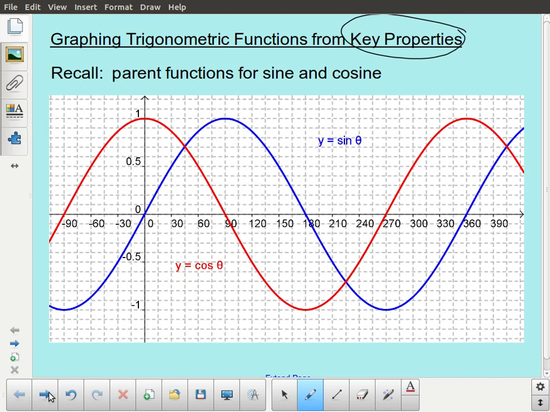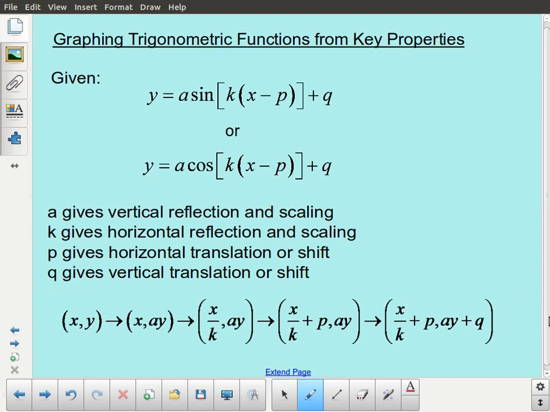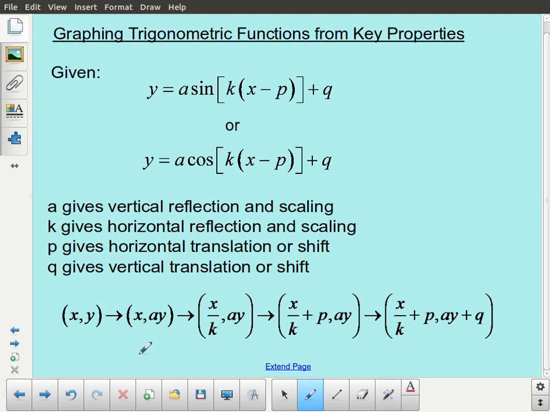So we're going to be taking a look at what happens if I have a more complex set of transformations. One way you can still do this is you can treat this as a pure set of transformations. So if you have either sine or cosine written in what we think of as standard function notation, then you can read the values a, k, p, and q, and those give you access to the various vertical and horizontal transformations.